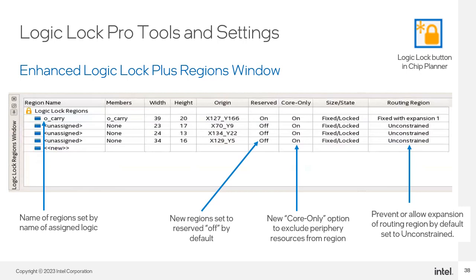The logic lock regions window looks different. As mentioned, regions now get a name based on the logic assigned to the region. If no logic is assigned yet, the region is named unassigned and does not get written to the QSF file. New Logic Lock Pro Edition regions are set to reserved off by default. The new core-only and routing region columns enable those features as described earlier.